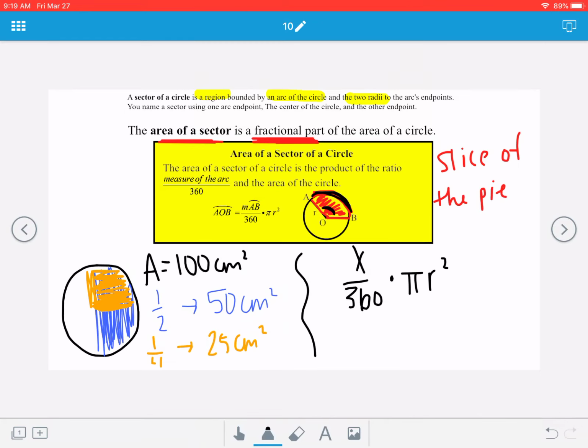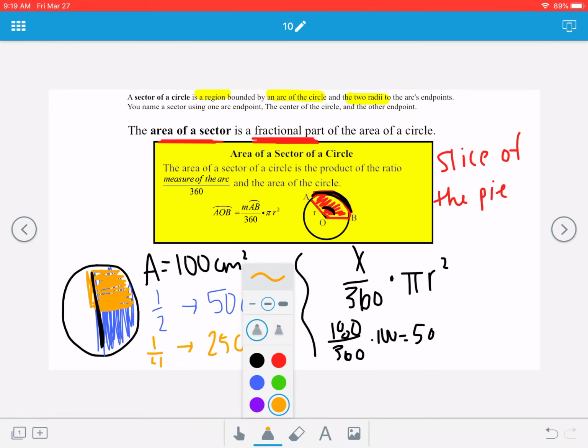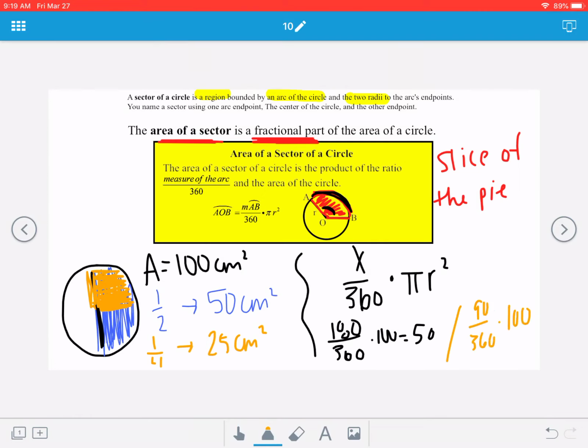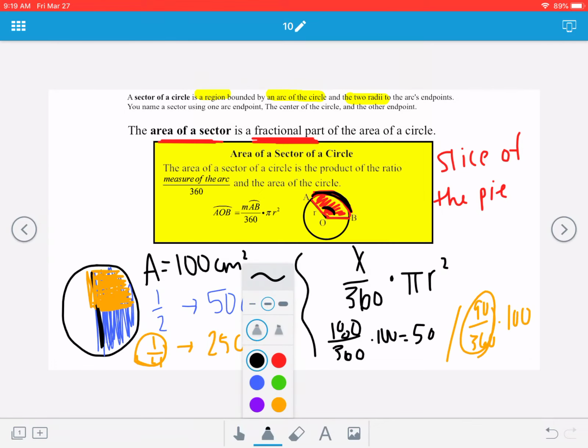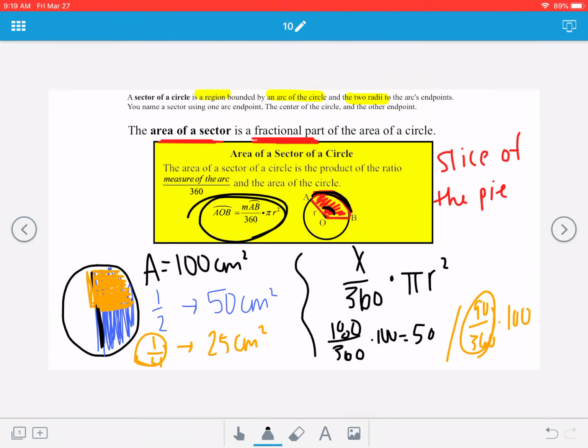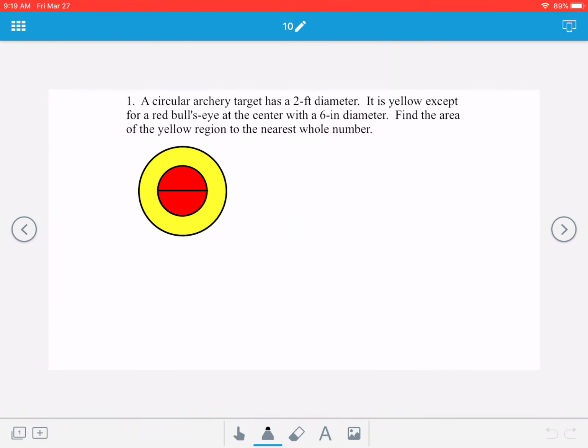Over on the left side here, when I shaded half of it, my angle measure that corresponds there would have been 180 over 360 times the area of 100, which is how we got 50. Or my orange shading, this would have been a 90-degree angle, so 90 over 360 times the area of 100. Well, 90 over 360 is the same as 1/4. So, to find the area of a sector, we have to know how much of the region is being shaded, and then we take that times the area. We'll go through a few example problems here.